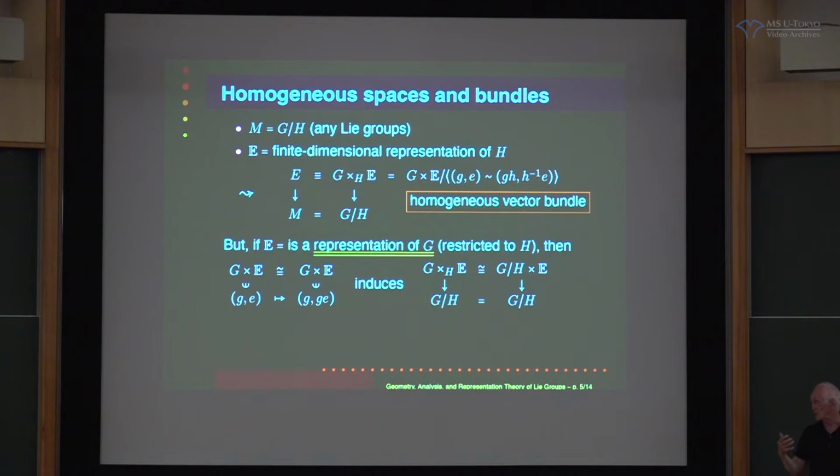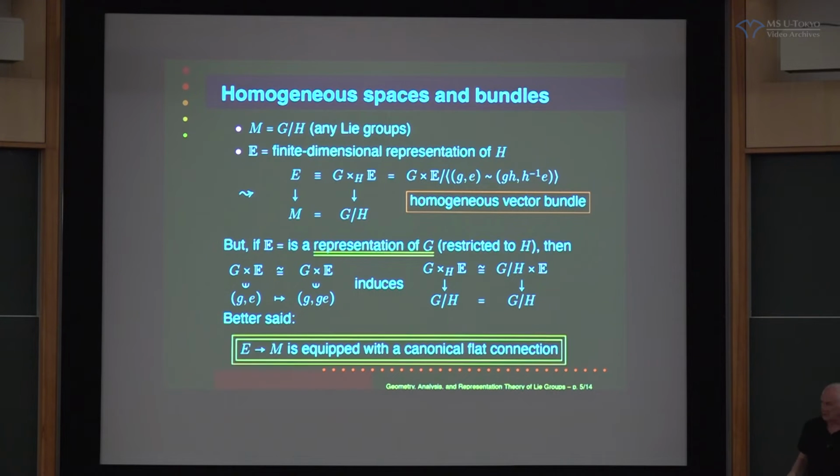And the best way of saying that, better said, is that what really happens is that this bundle is equipped with a canonical flat connection. Right? It's equipped with a connection in a way which is invariant under all of your choices. So it's a homogeneous connection, okay? And it's flat, which means that you can use it to trivialize the bundle like this, okay?